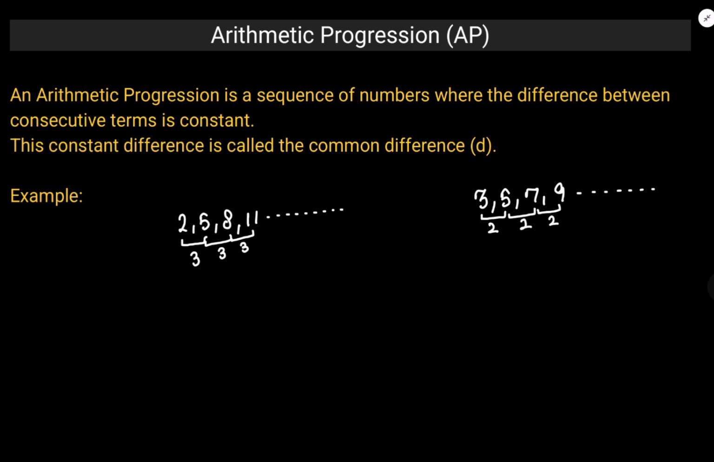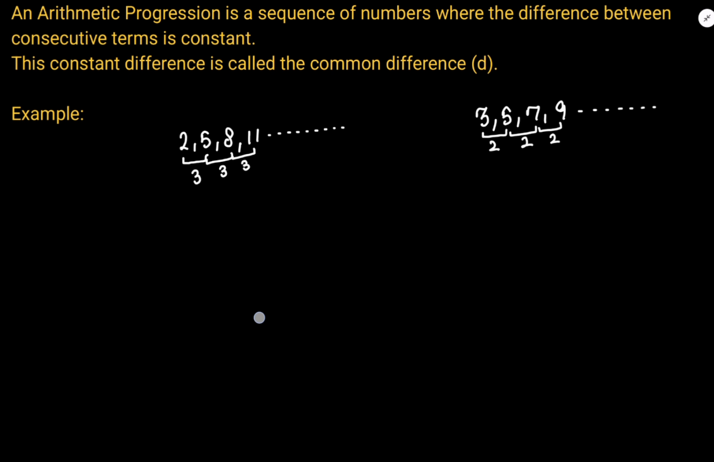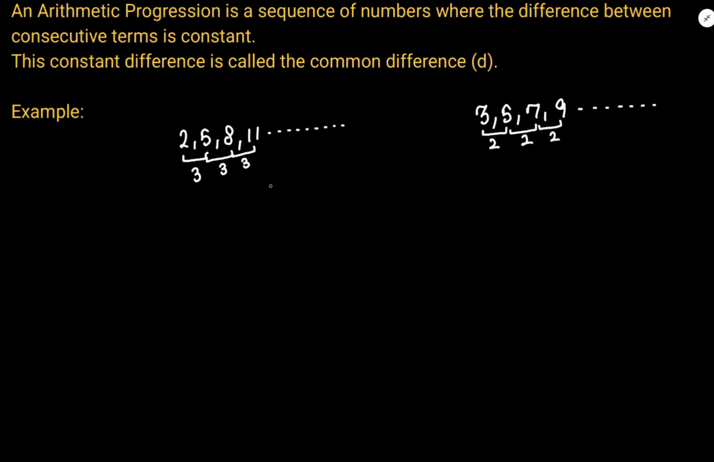So how do we represent these sequences? Here we represent the sequence like this. The first term is known as A1, the second term is A2, the third term is A3, and so on. We don't know how many terms we have, so in general we say the nth term is an. The nth term means they can ask you to find the 100th term, 200th term, or 50th term. That n is the value that we don't know about.